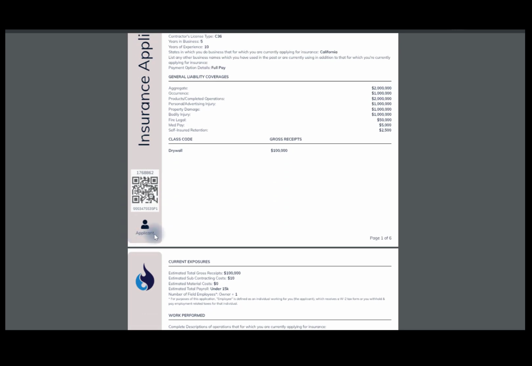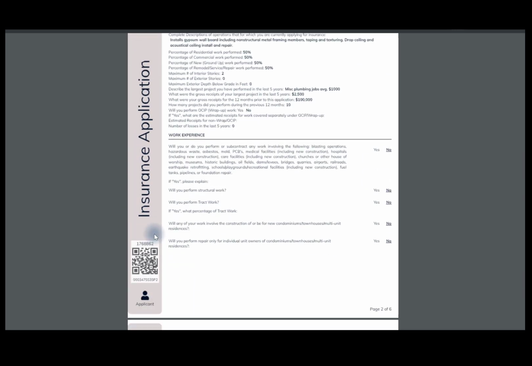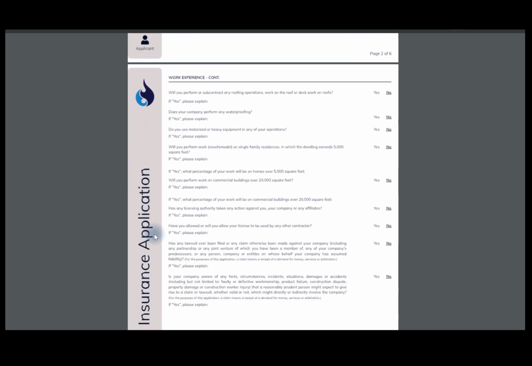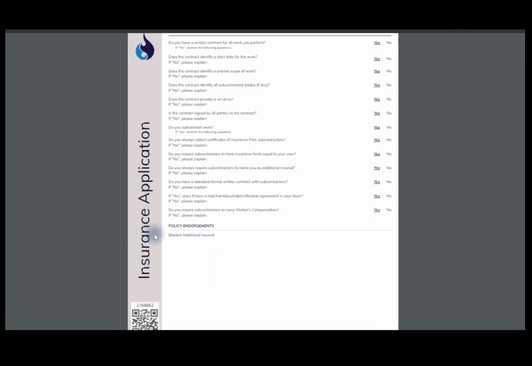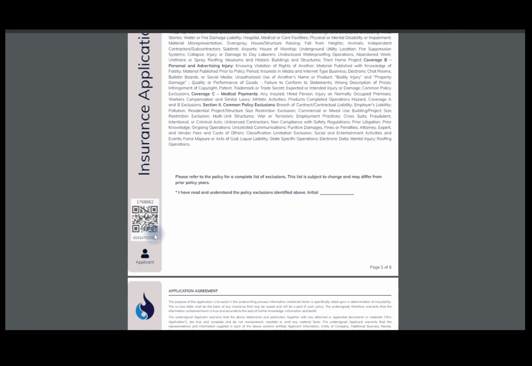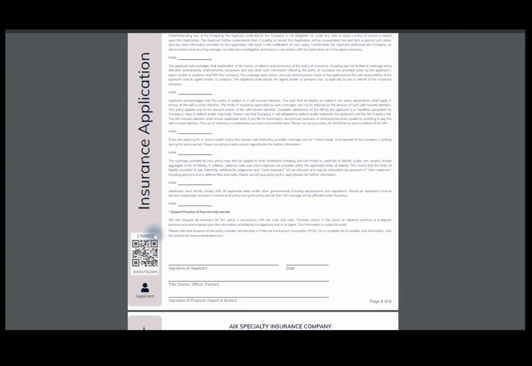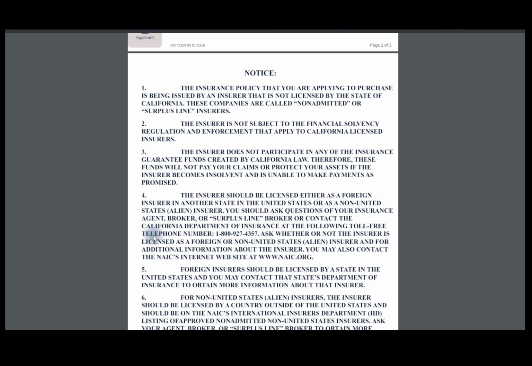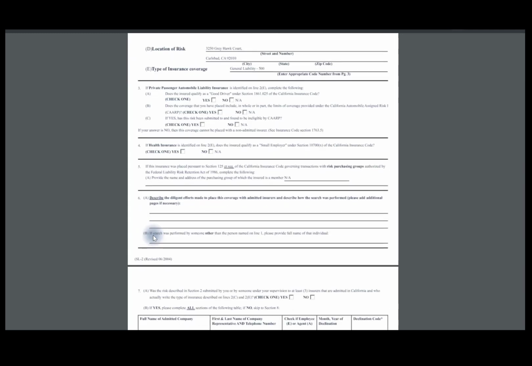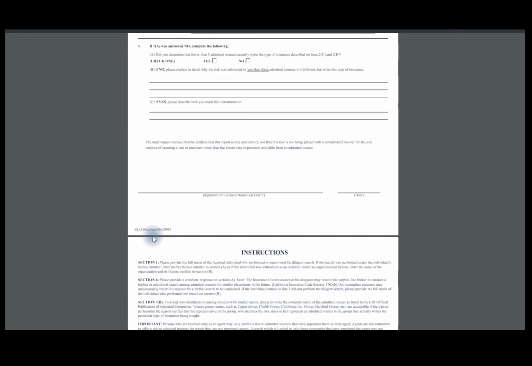And as we continue to scroll down through the application, we'll be able to see again which ones are the applicant's copies and which ones are for the producer. All of the information is here that we just entered into the application online. And then we have our surplus lines documents that will need to be completed and signed as well.